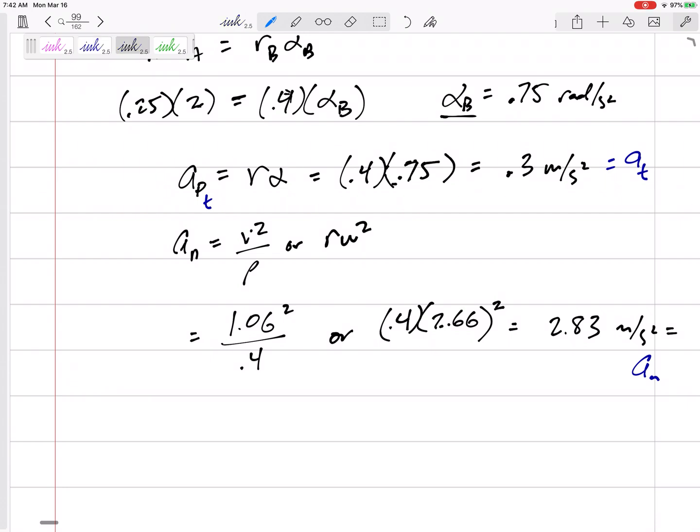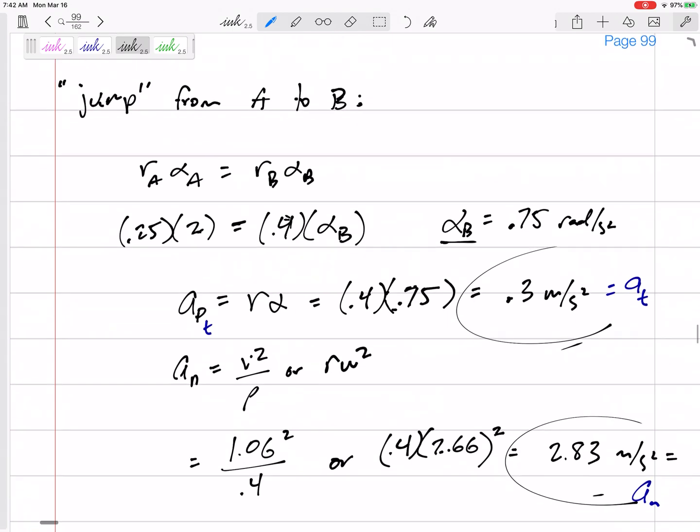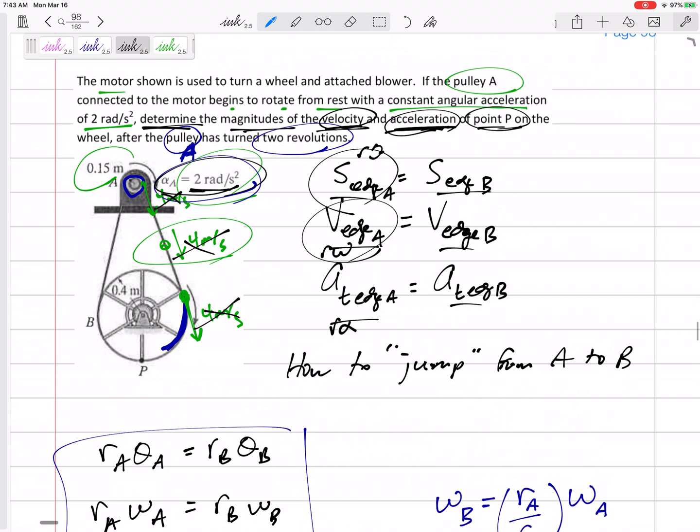So what is the acceleration at point P? Well, it's asking for the magnitude. Before we get the magnitude, we're going to square both of these, take the square root. Let's look at these directions. This tangential acceleration down here at point P would be that way, right? 0.3 that way. You can tell that it's accelerating. This one is rotating clockwise. This one is also rotating clockwise.